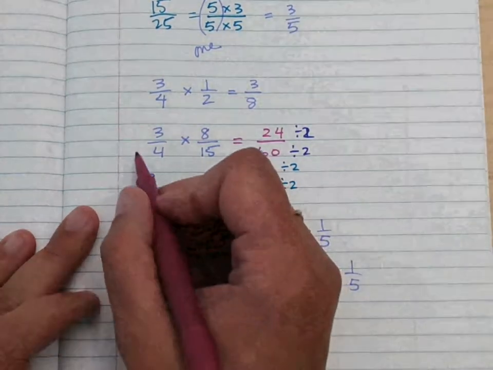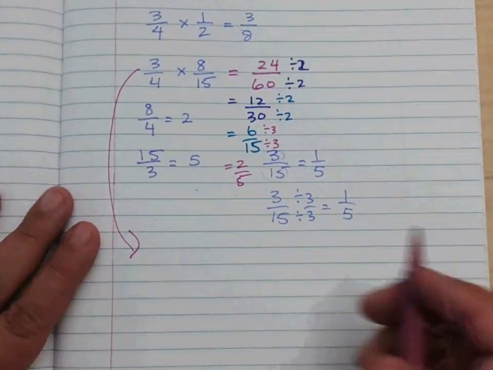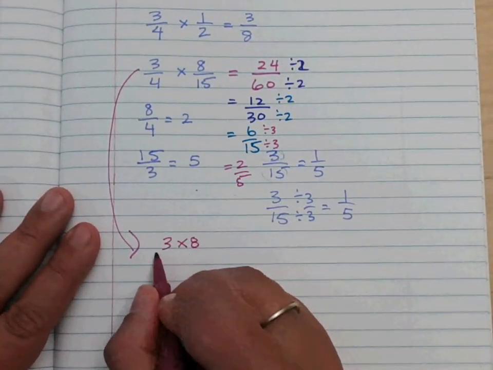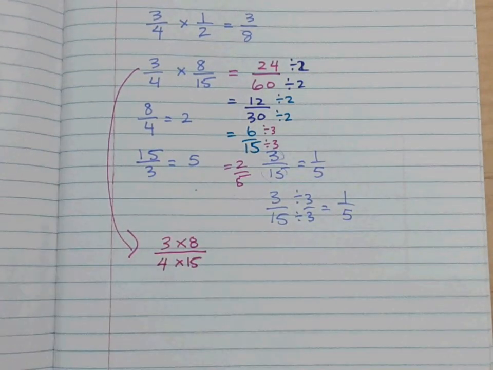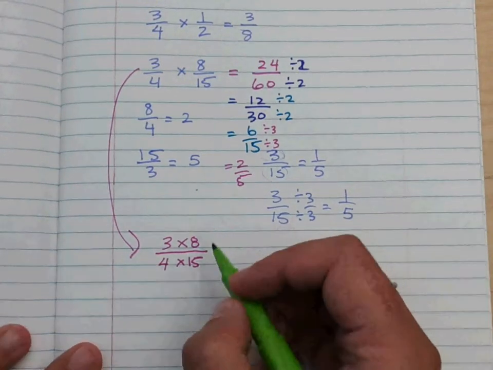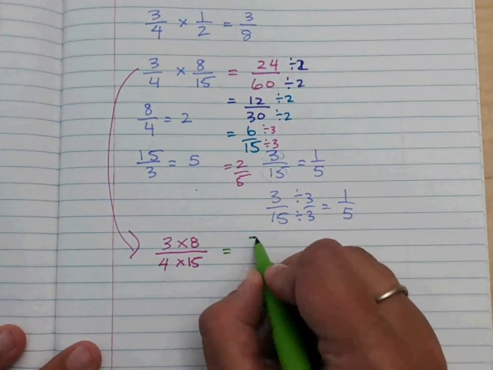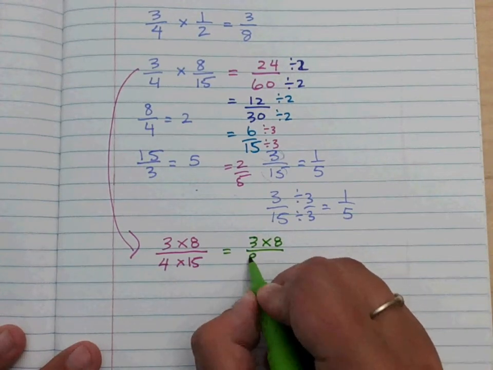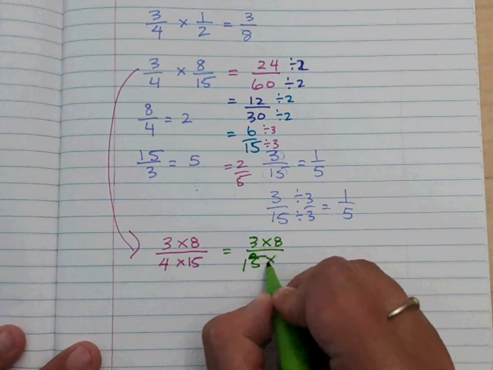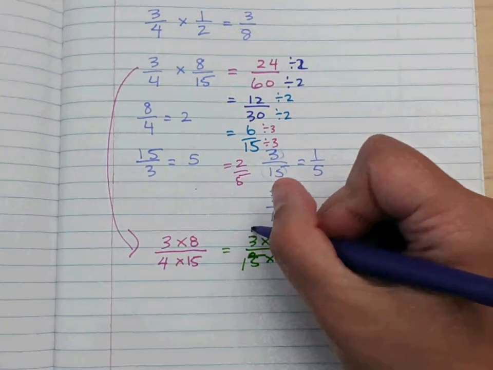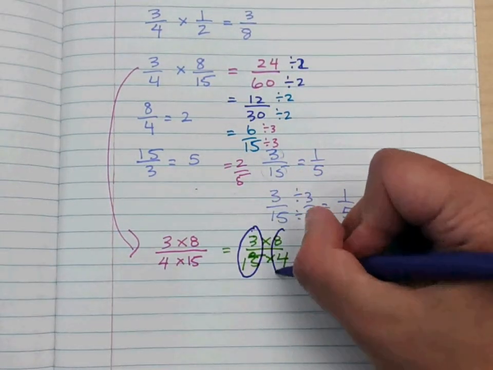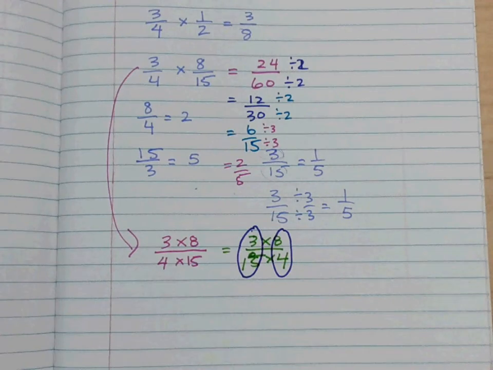Essentially, this problem is the same thing. I'm going to just draw it down here as 3 times 8 over 4 times 15. Now, one thing to notice about the multiplication property is it's commutative. That means it doesn't matter the order in which I multiply, right? So what I want you to see is I could rewrite this as 3 times 8 over 15 times 4. Now, do you see this division problem right here? 3 divided by 15 and 8 divided by 4. We already know that 8 divided by 4 is what?